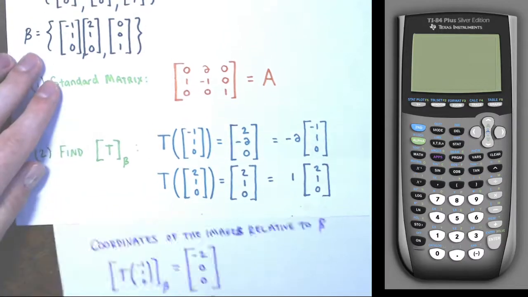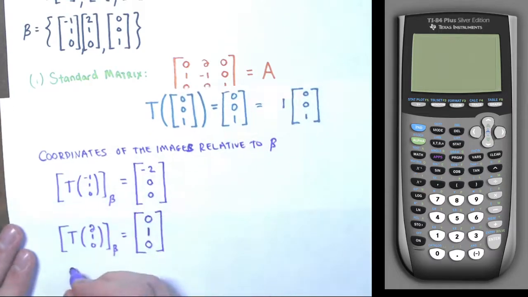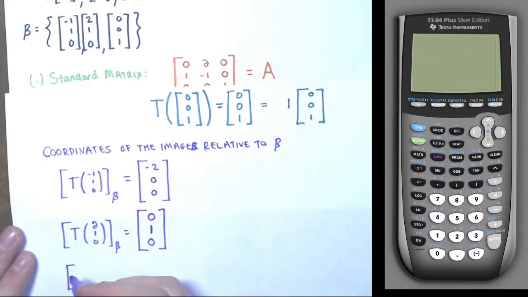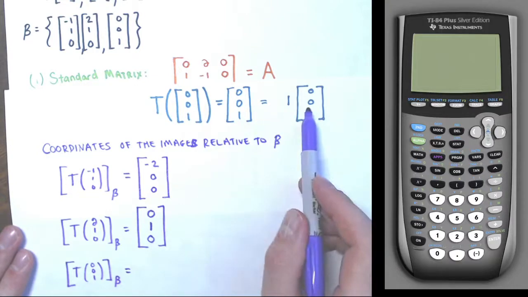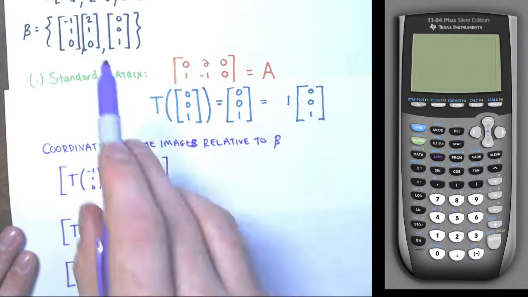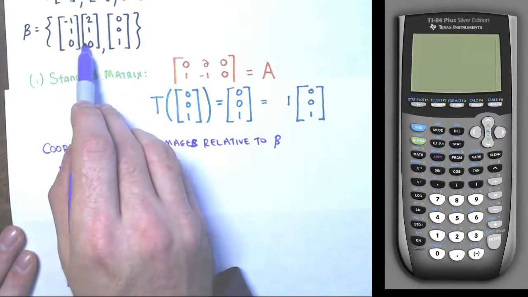And then finally, for the third column, what are the coordinates of this T of 0, 0, 1 relative to basis B? Now look at the output again. The output is just 0, 0, 1. It's one of that third vector in basis B. I have one of that vector as an output, and none of these other two.